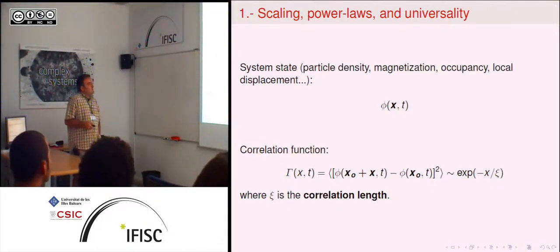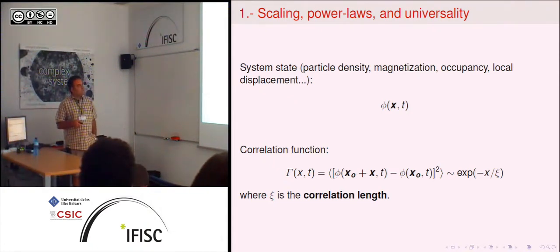So the context of this talk is any continuous system I will be talking about, but it's actually not important. The thing is that we have many degrees of freedom, and we have some system state variable, which is called phi here. It can be a particle density, magnetization, occupancy ratio, local displacement, electric field, depending on the particular system we have. And this variable depends on space and time. And since we have an extended system, we have many degrees of freedom.